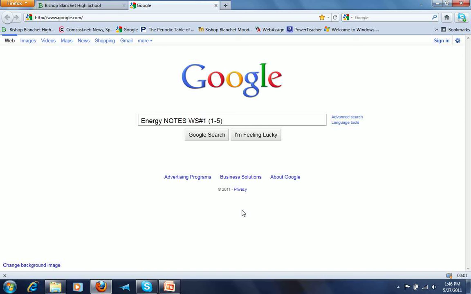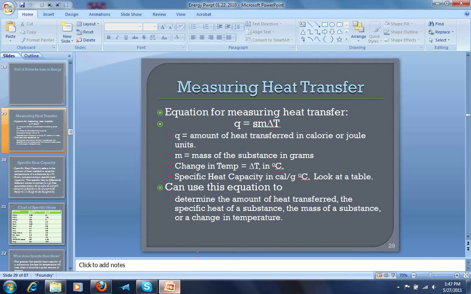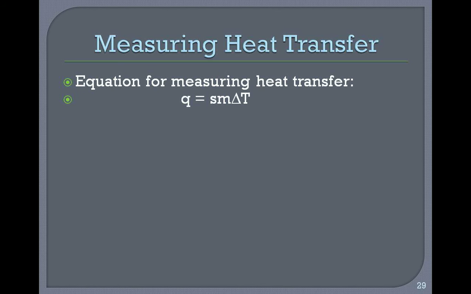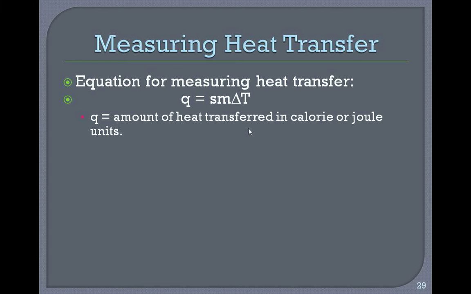These notes are for the energy unit, and they're for worksheet number 1, the front page, which is problems 1 through 5. So, measuring heat transfer. There's an equation for measuring heat transfer, and I call it Q SMAT. Q, S, M, delta T. The delta looks like an A, so I call it SMAT. Q is the amount of heat transferred in calories or joules.